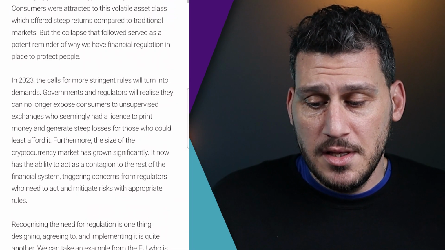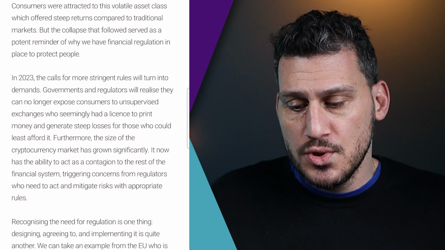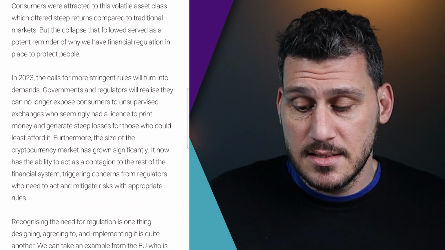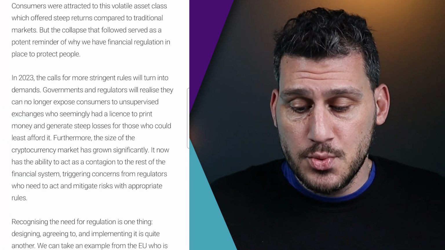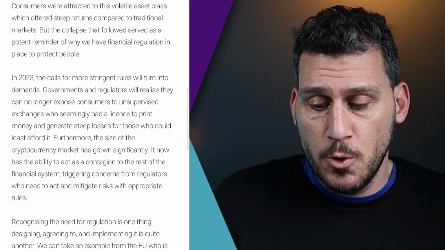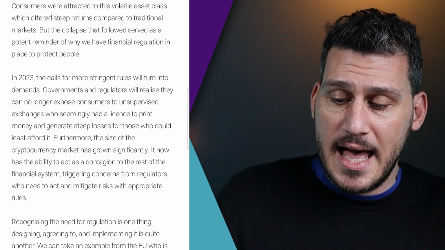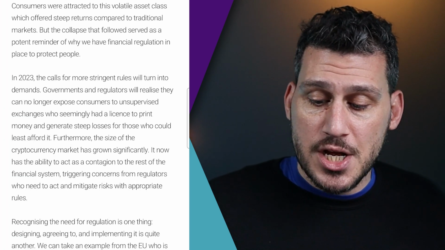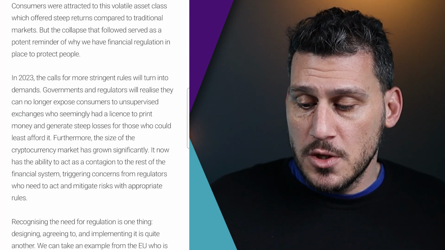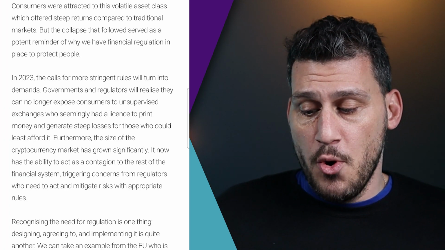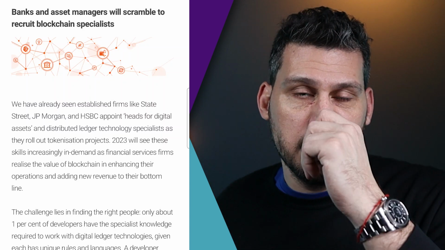In 2023, the calls for more stringent rules will turn into demands, and governments and regulators will realize they can no longer expose consumers to unsupervised exchanges who seemingly had a license to print money and generate steep losses for those who could least afford it. So, as the regulations are going to come, you're going to need an ability to have oversight. And this is why I'm so bullish on Quant Network.